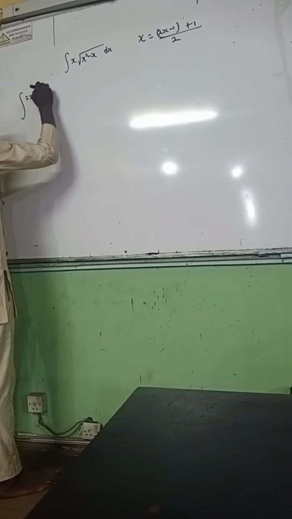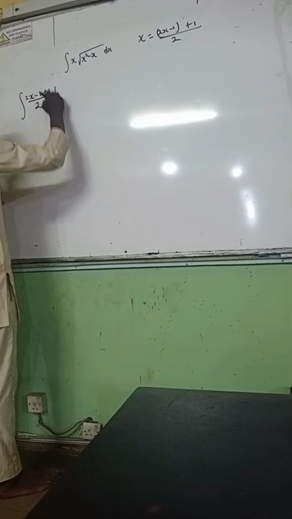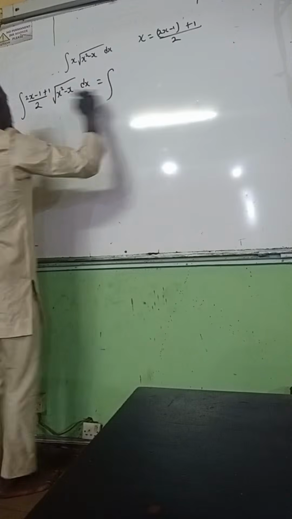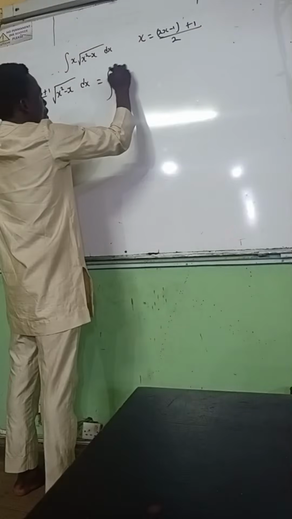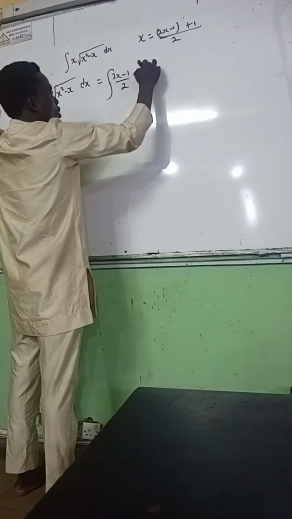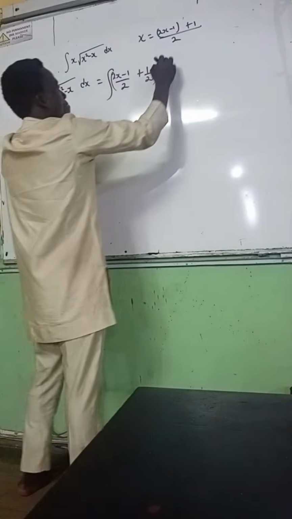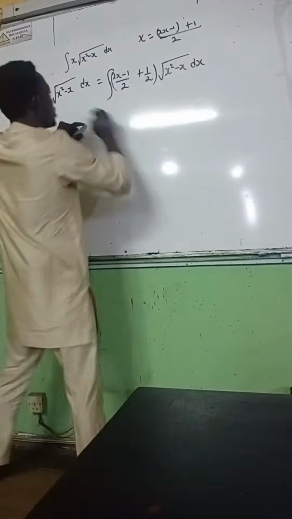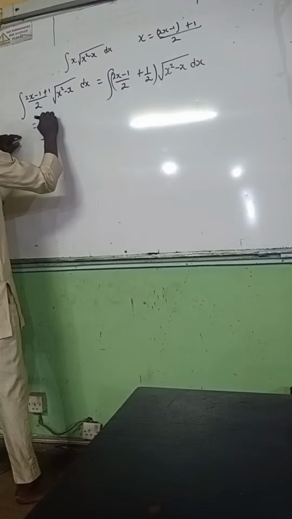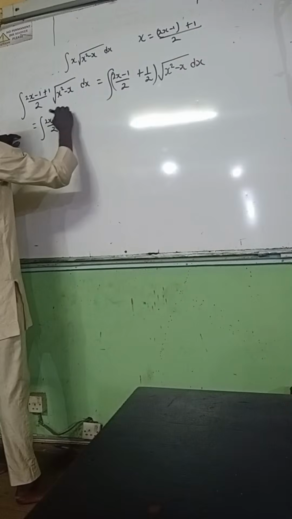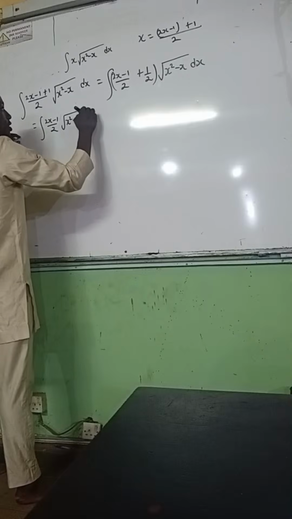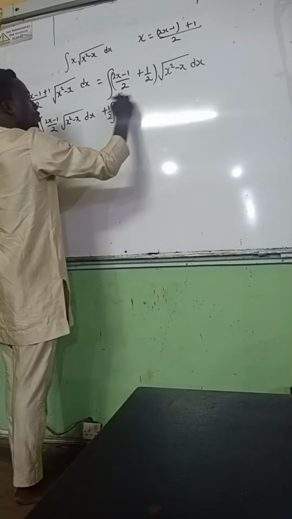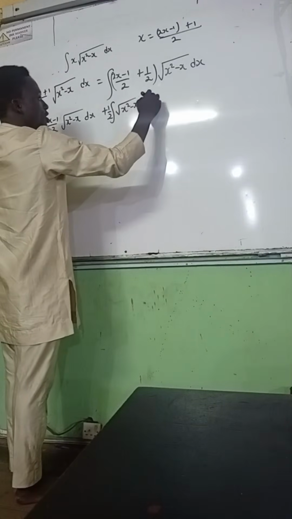2x minus 1 plus 1 over 2 square root of x squared minus x dx equals integral of 2x minus 1 over 2 plus 1 over 2 multiplied by square root of x squared minus x dx, equals integral of 2x minus 1 over 2 square root of x squared minus x dx plus integral of 1 over 2 root x squared minus x dx.